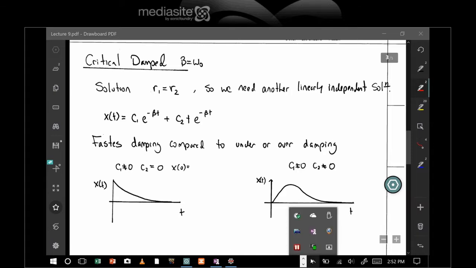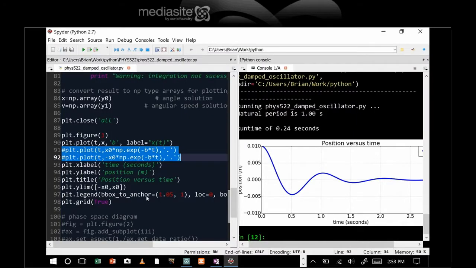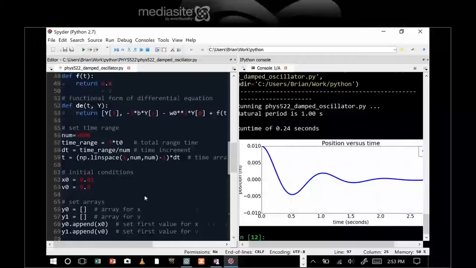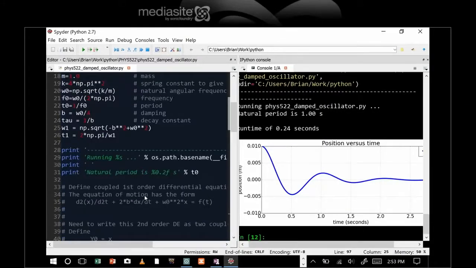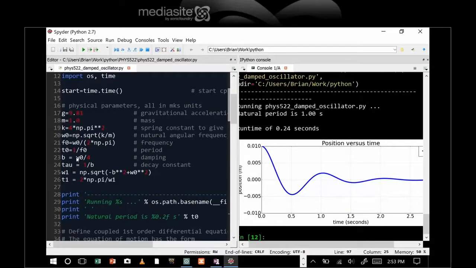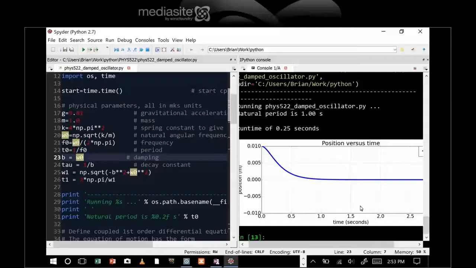So we can look at that. Let's go back to my code, and I can easily look at that. The way I'm going to look at that is just set these equal to each other like that. If I run it, as you can see here, it goes like that. So that's a case where I have initial position but no initial speed.